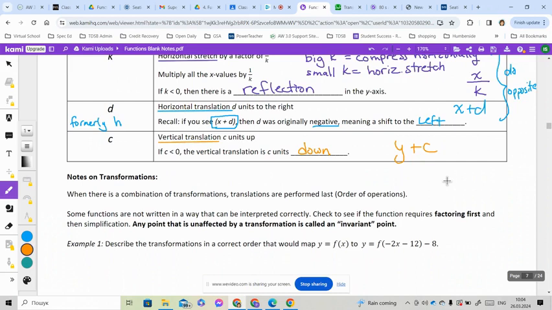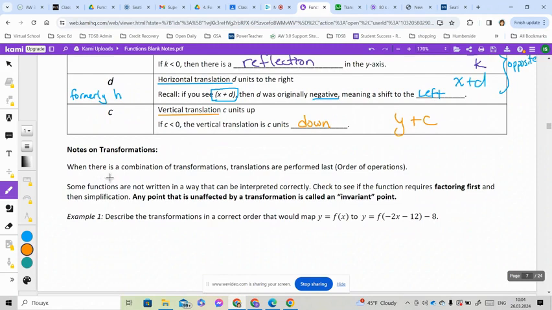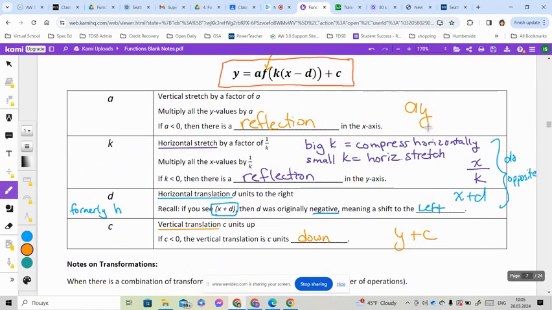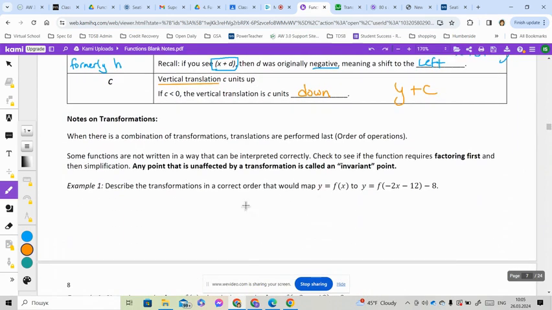Okay, so that's a bit of a summary of what we looked into. Note on transformations: when there's a combination of transformations, a stretch, a vertical or horizontal translation, translations are always performed last. It's sort of like the order of operations. When you have adding and multiplying, what do you do first? You multiply, and the multiplication comes from the stretches. So the order of transformations goes R S T.